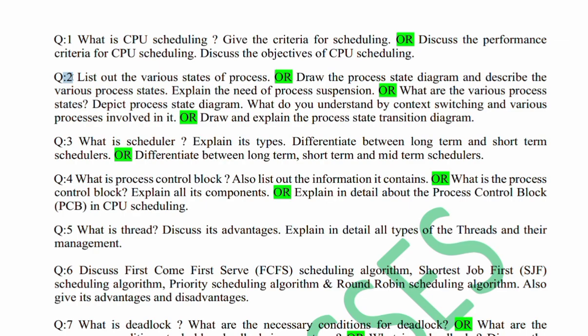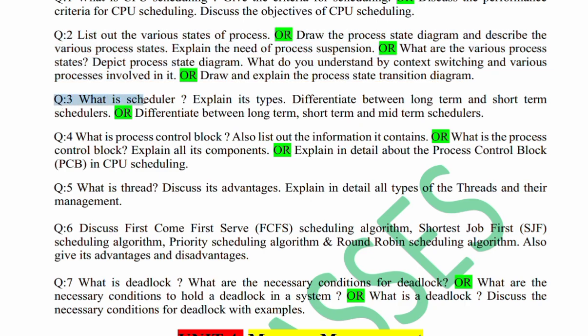Question number second is, list out the various states of a process, or draw the process state diagram and describe the various process states. Explain the need of process suspension. What do you understand by context switching and the various processes involved in it? Or draw and explain the process state transition diagram.